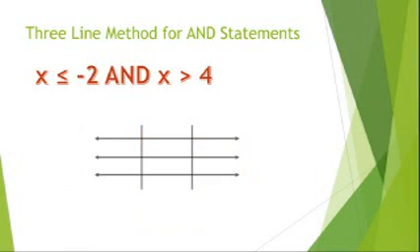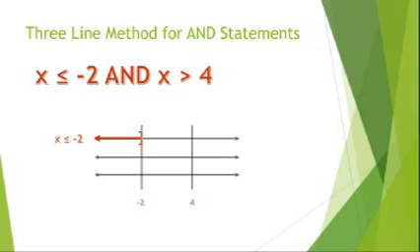In our last AND example, we have x less than or equal to -2 and x greater than 4. Once again, we'll label our vertical lines -2 and 4, and take a look at our first inequality. Here we have x less than or equal to -2, so we do include the endpoint. We'll use the bracket, and since it's less than, we'll shade everything to the left.